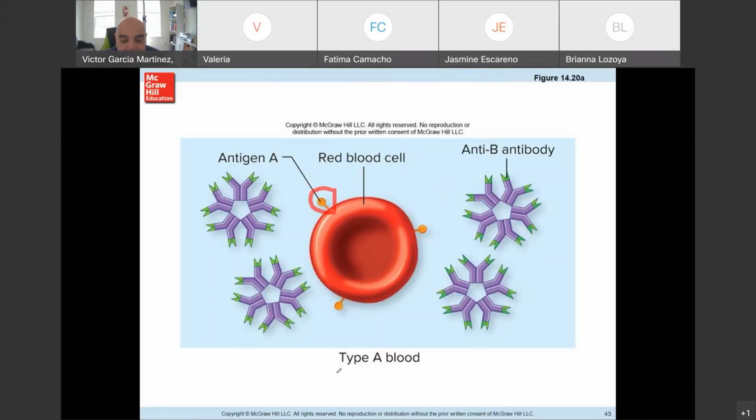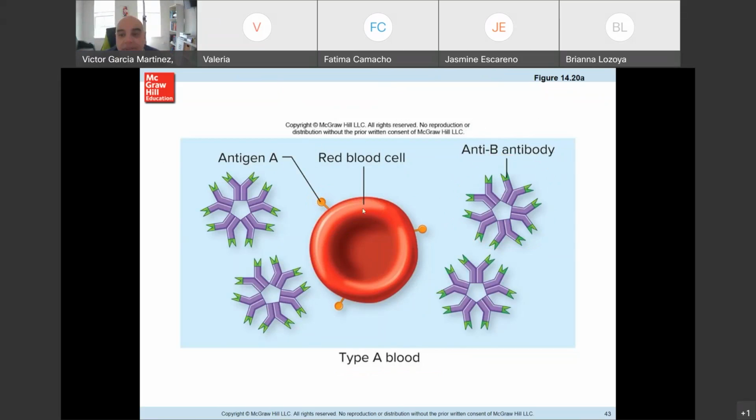And for this type of blood, type A, we have antigen A, but we have in our plasma antibodies against B. Again, type A blood, we have antigens A, carbohydrates on the surface of the red blood cells, but we have proteins. These are antibodies, proteins. If you remember, I told you gamma globulins are proteins, they are antibodies. Then type A has anti-B antibodies.